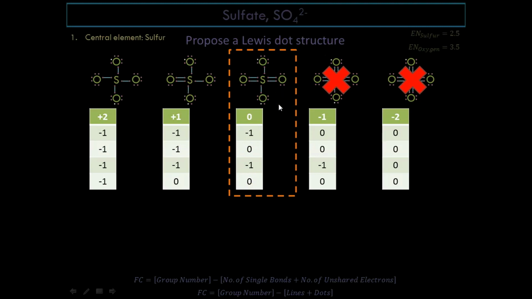So the structure for sulfate is that, for the 4 oxygen, sulfur forms a single bond with 2 oxygen and a double bond with the remaining 2 oxygen. Okay, so we'll choose this structure.